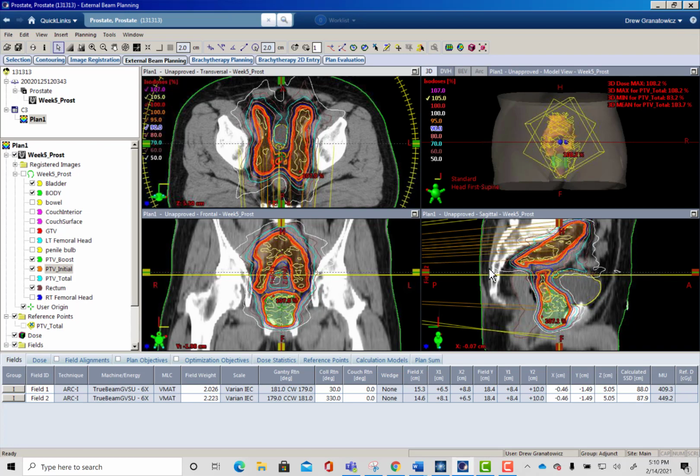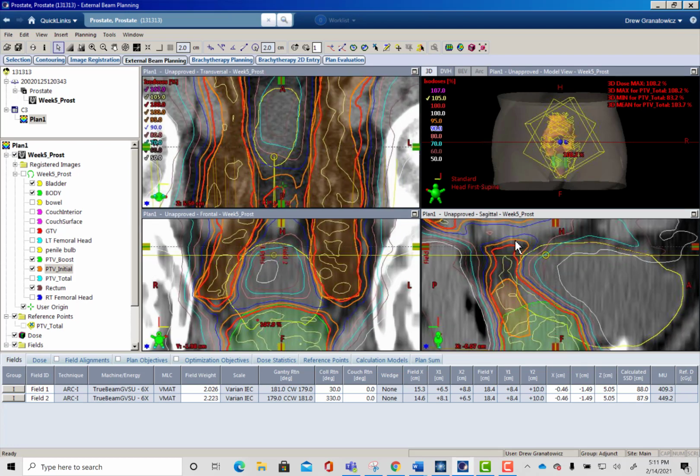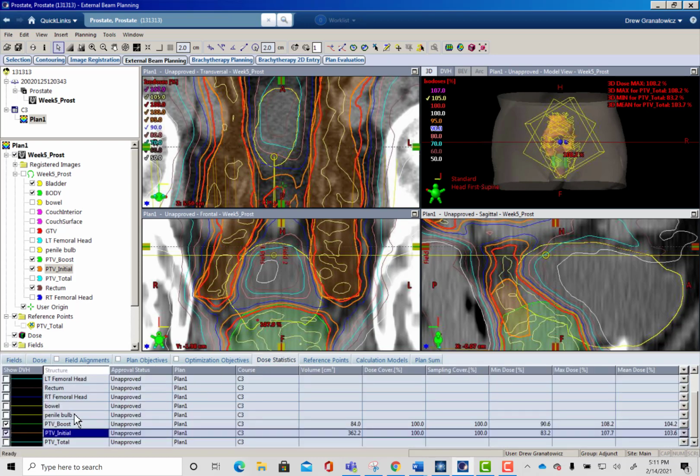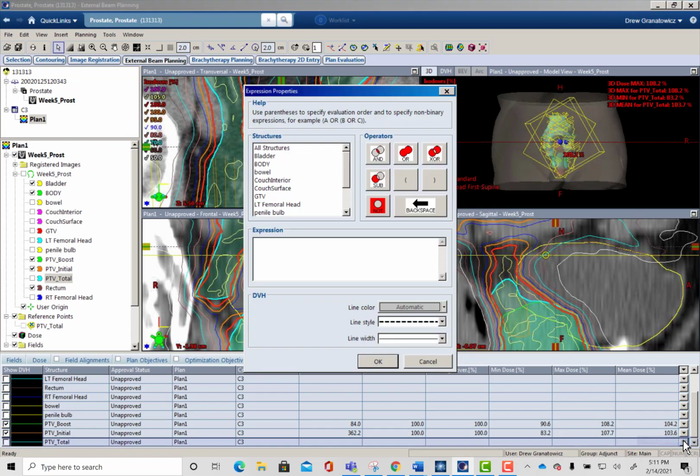The only thing I don't like about this plan, again, is this little bit of higher dose that kind of squeezes up above this PTV here. So I would, if it was me, I would contour that area out and get that dose out of there. Let's look at our conformality index though, just for fun.